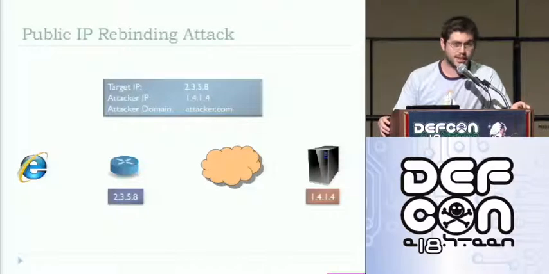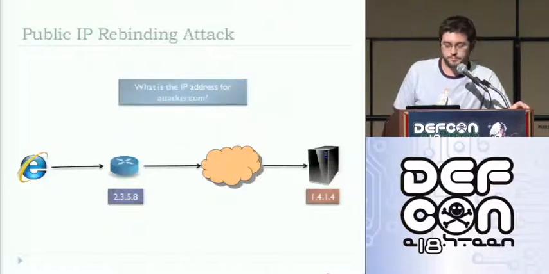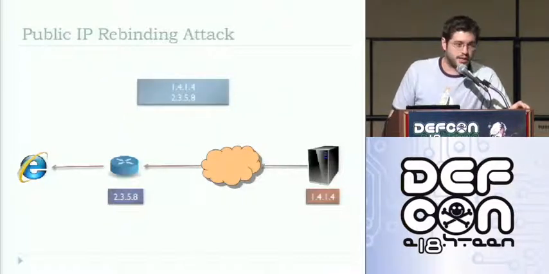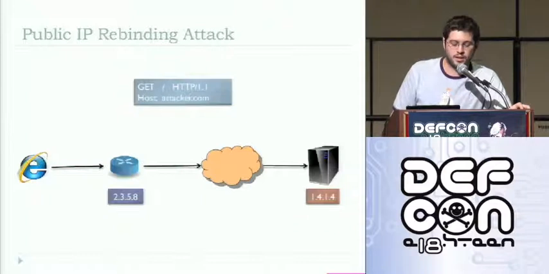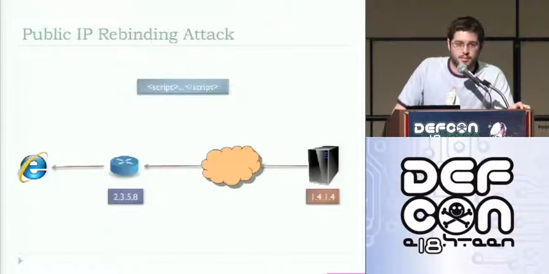So let's take a look at the same attack. But this time, instead of targeting 192.168.1.1, we target 2358. So again, internal client browses to attacker.com and has to do a DNS lookup. Now, the DNS server sends back two IP addresses again, 1414 and 2358. So, browser tries 1414 first. Attacker sends back his JavaScript.